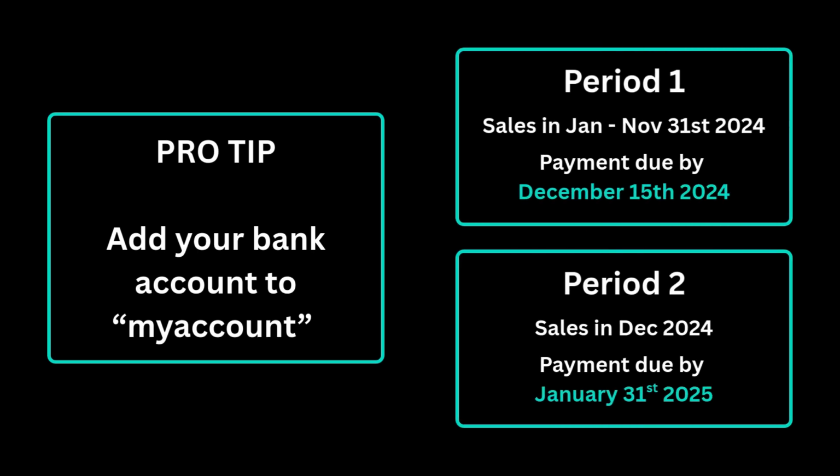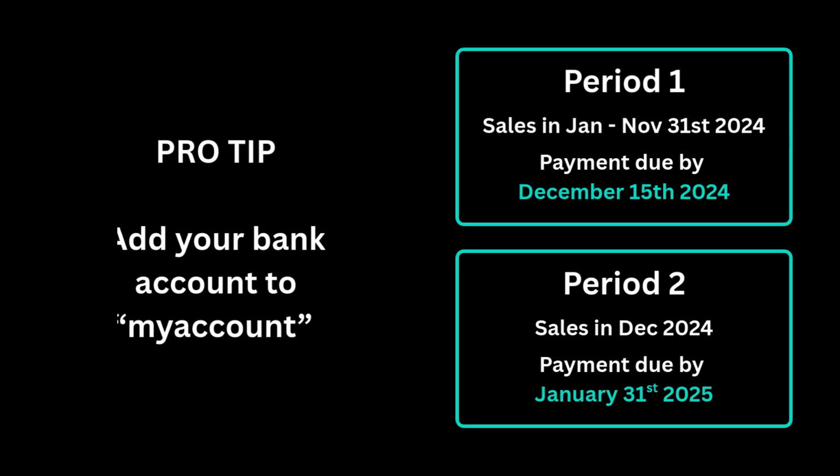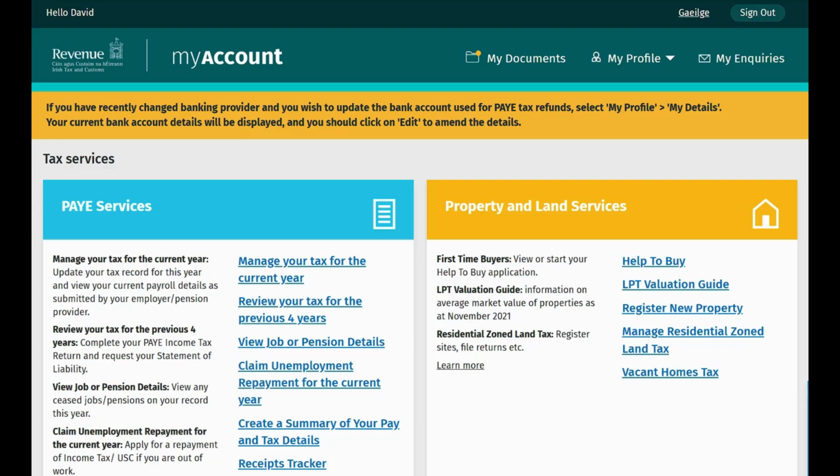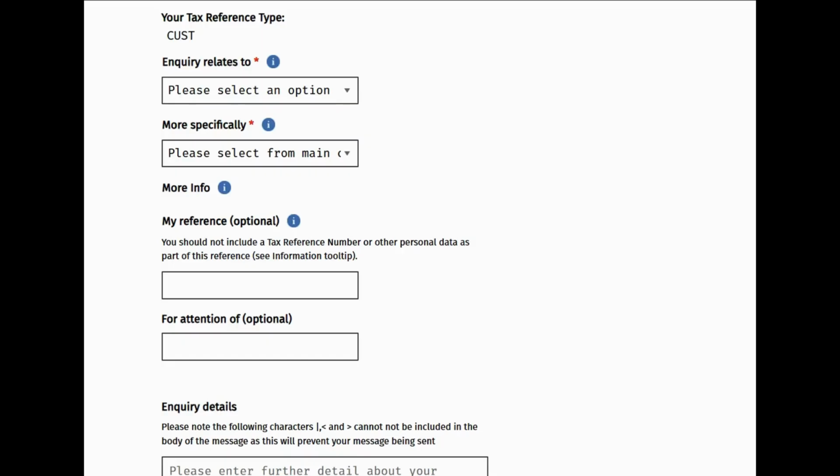And we're just going to throw up those dates one more time so you can see when those due times are for payments. Remember, filing is different. We do filing the next year after. So, if you sold assets in 2024, when it comes to filing, you're going to file by the 31st of October 2025. And to do that, you just log back into Revenue. If you're still in there, you click on My Inquiries up on the top right-hand screen. From there, you just select My Inquiry relates to, it'll be capital gains tax. So we just select that.